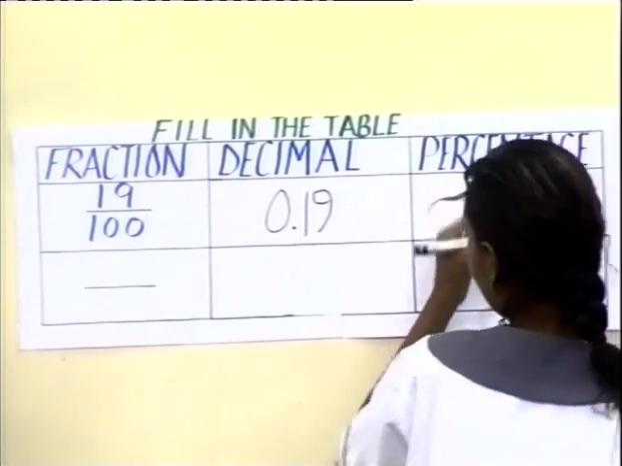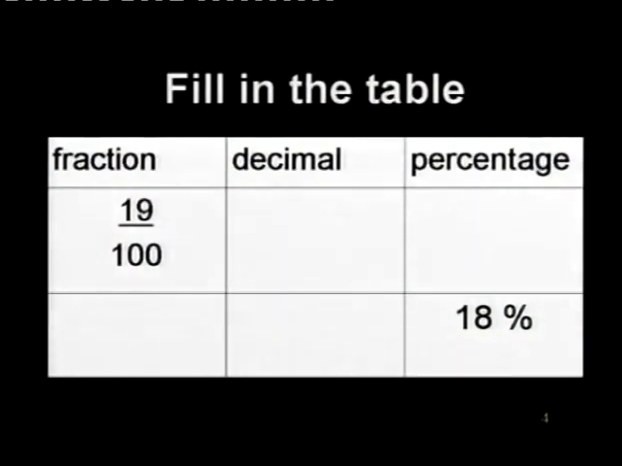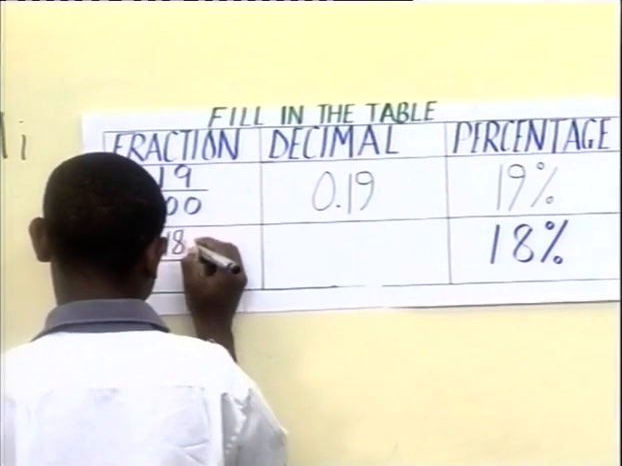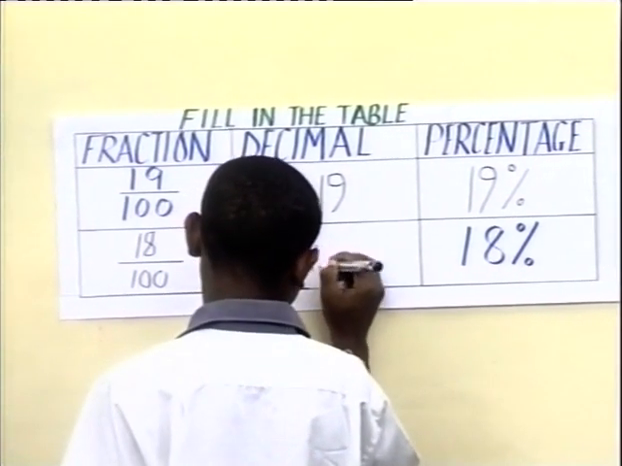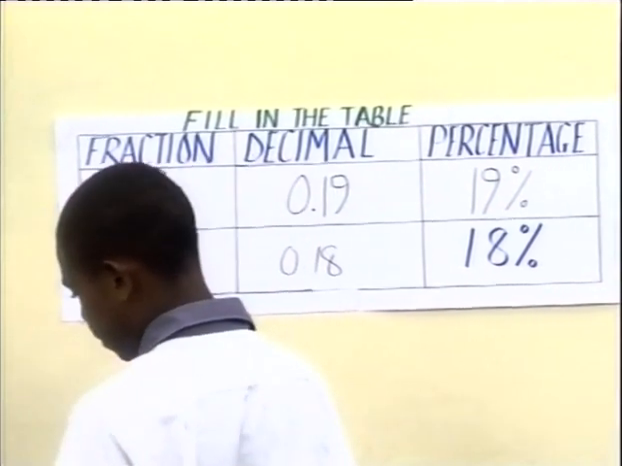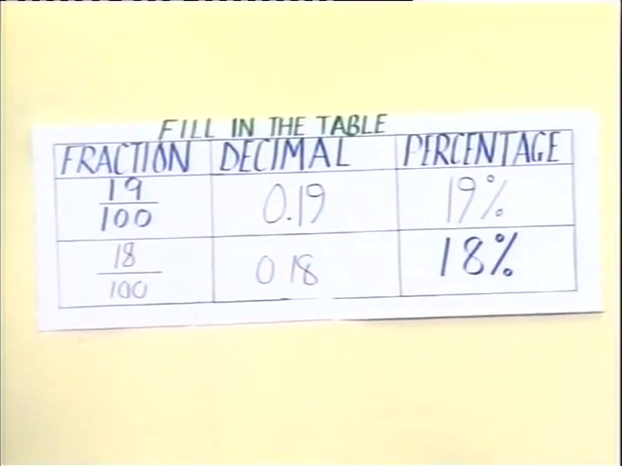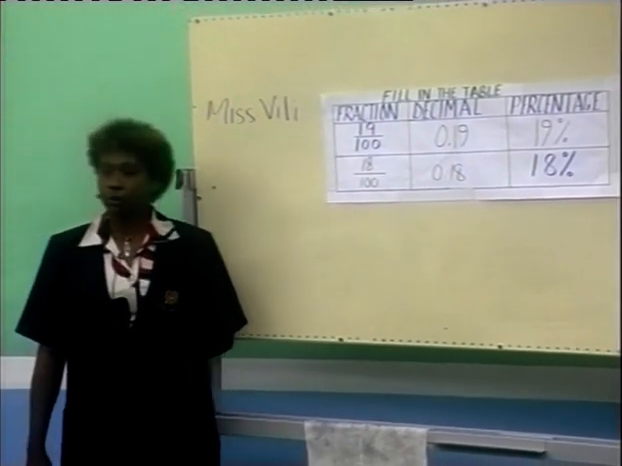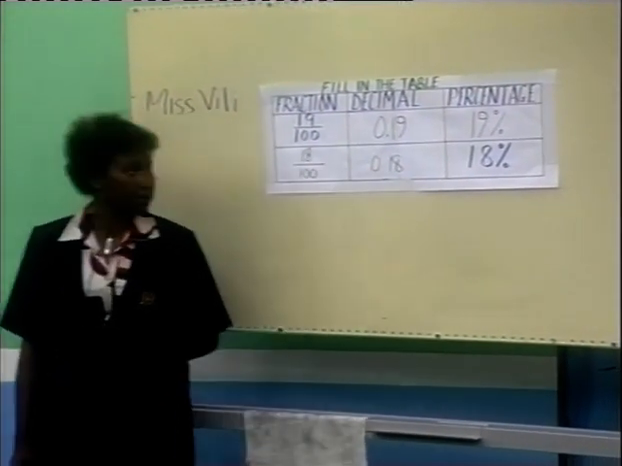Okay, thank you, Leonie. The second activity for us. Let's have a boy this time. Okay, my friend over there. Thank you, Michael. Let's check our answers to see that we have the same as written in our books. 19 over 100 changed into a decimal is 0.19. Changed into a percentage, we have 19%.